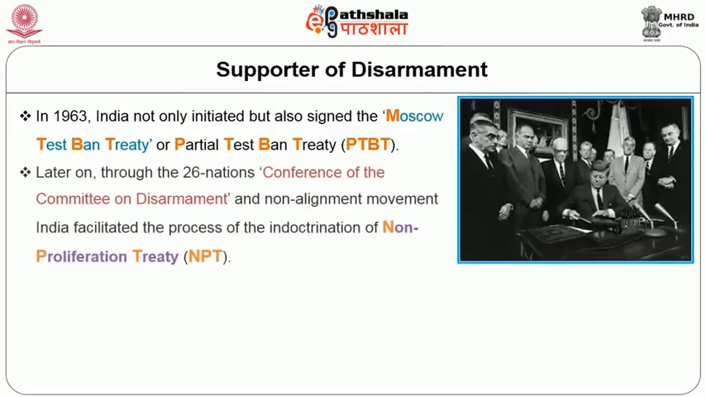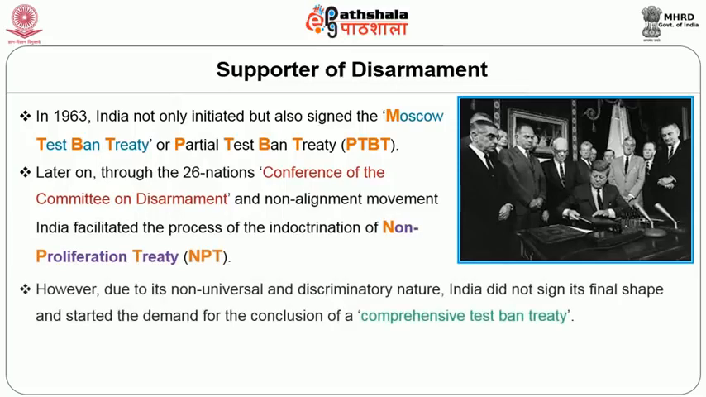Later on, through the 26 Nations Conference of the Committee on Disarmament and the Non-Alignment Movement, India facilitated the process of the indoctrination of the Non-Proliferation Treaty. However, due to its non-universal and discriminatory nature, India did not sign its final shape and started the demand for the conclusion of a comprehensive test ban treaty.